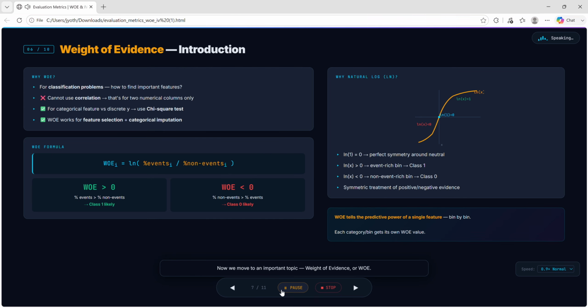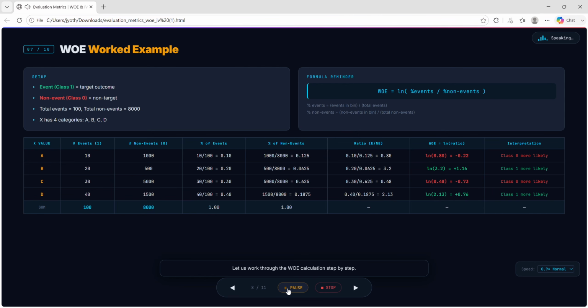Why do we use natural log? Because ln is beautifully symmetric around 0. ln of 1 equals 0. Perfect neutral point. ln of x greater than 1, positive WOE, event-rich. ln of x less than 1, negative WOE, non-event-rich. WOE tells you the predictive power of a single feature, bin by bin.